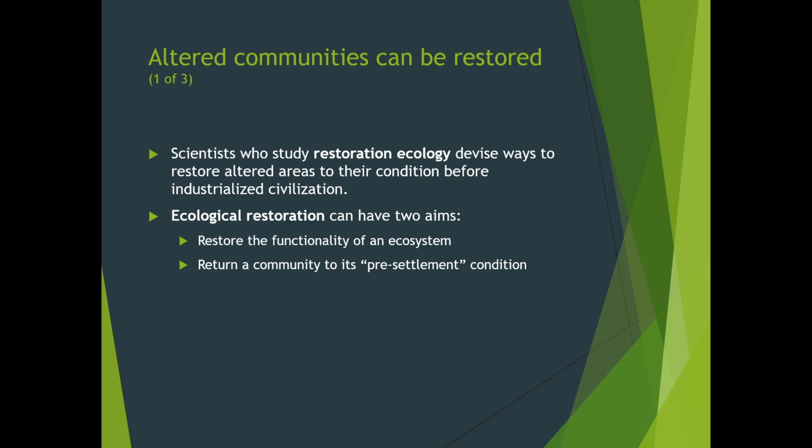Ecological restoration can have two aims: to restore the functionality of an ecosystem, or to return a community to its pre-settlement condition. So we've got to figure out what we want to go back to, and try to get it there. This is usually done because it is more efficient, when we've lost an ecological service that we want to gain back.